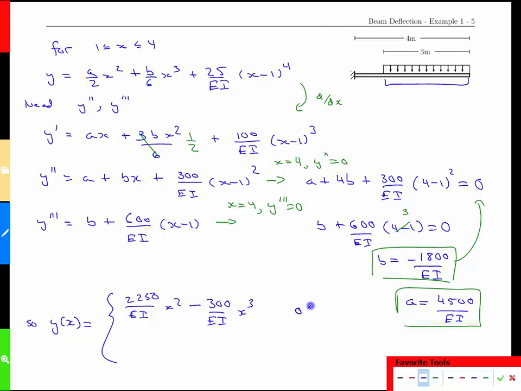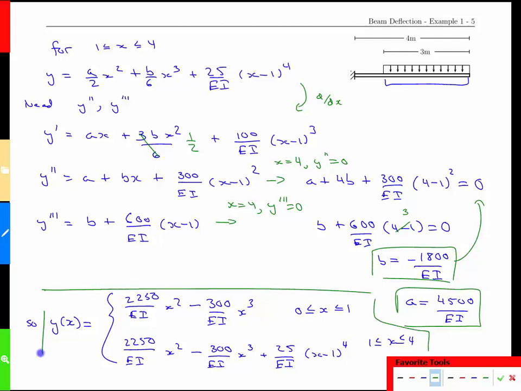And then that was it for the interval 0 less than x less than 1. And then we duplicated that on the second interval, the only change being the addition of the third term, 25 over EI times (x minus 1) to the 4. And that applies for 1 less than x less than 4 to the end of the beam. And that is our completely worked out formula for the shape of the beam under this load. So quite a lot of physics and math to lead up to this kind of solution.